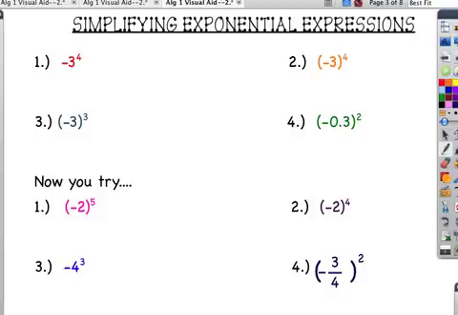If you'd like, you could think of this as being negative 1 times 3 to the 4th. We start by doing 3 to the 4th, which is 81, and then taking the opposite of that, which is negative 81.